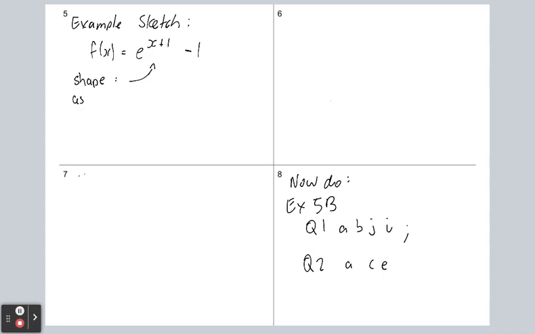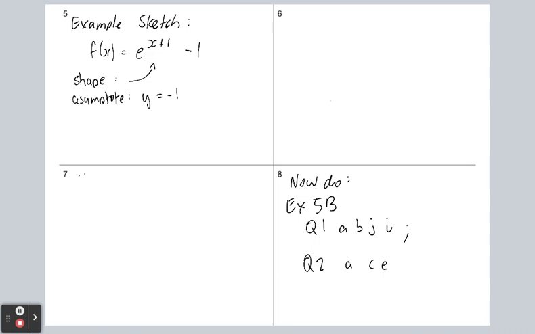Asymptote. What's the asymptote of this one? Good correction. Yes, y equals negative 1. Good. The start was minus 1, which is just a number. The asymptote is an equation. Y equals negative 1. I'll write that a bit more clearly so you can read it.